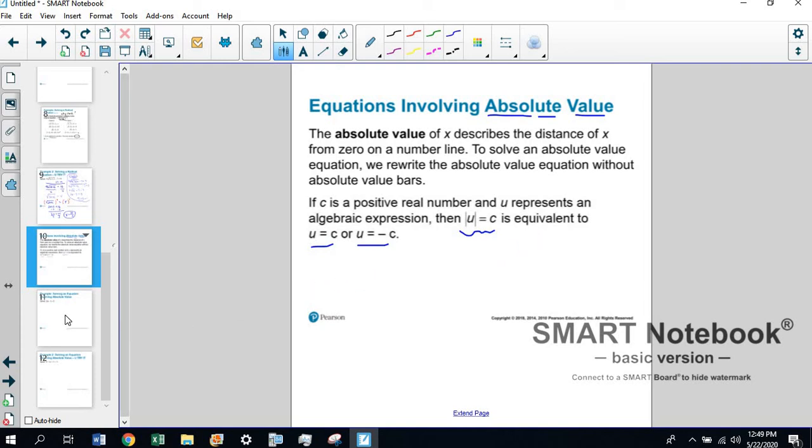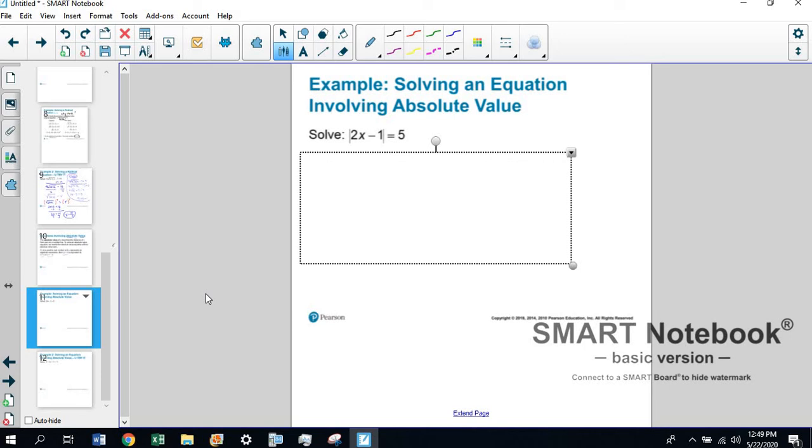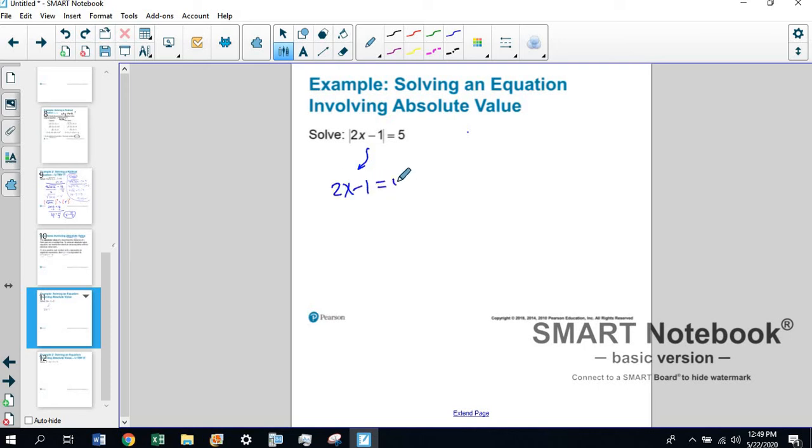Okay, and so if we work through this example, absolute value of 2x minus 1 equals 5, you isolate the 2x minus 1, it's already by itself. And then the next step is you break this up: 2x minus 1 equals 5, or 2x minus 1 equals negative 5. You do both of these, okay? Technically, that's not really what happens. If you want to get technical on it, this is what happens.